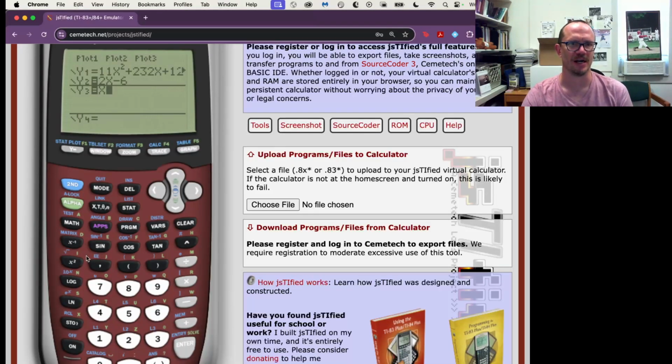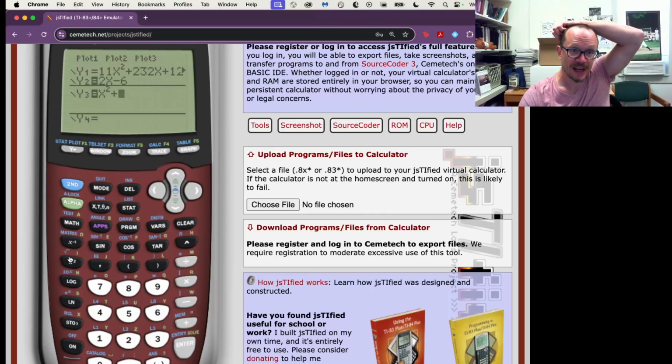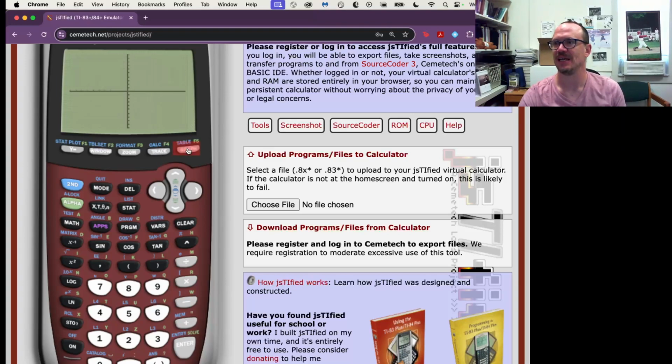So x squared, I use this button right here next to the comma to do the squared, and then the plus button, and then the square root is hidden above the x squared. So I hit second, and then it switches to the blue mode, and I get the square root in there, and then I can hit the x, and now I've got y3 equals x squared plus root x. And I hit graph, and I've got my graph.